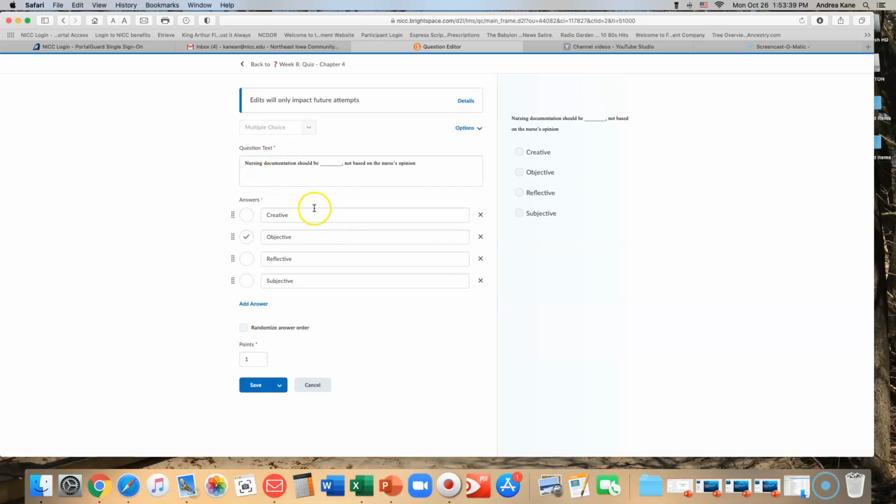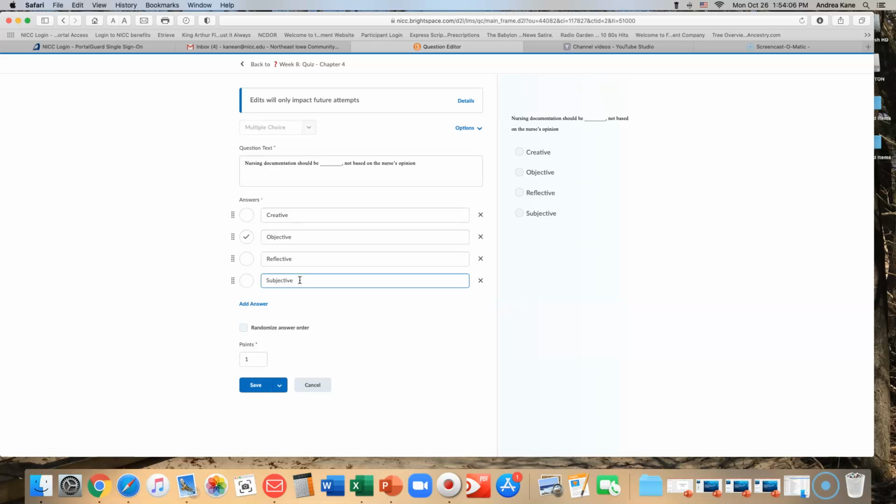Nursing documentation should be creative, not based on the nurse's opinion. Do you think that nursing documentation for your personal medical record should be creative? I don't think so. That's really not what healthcare and professionalism is about. Do you want it to be subjective? Well, what does the word subjective mean? Subjective means in your opinion.